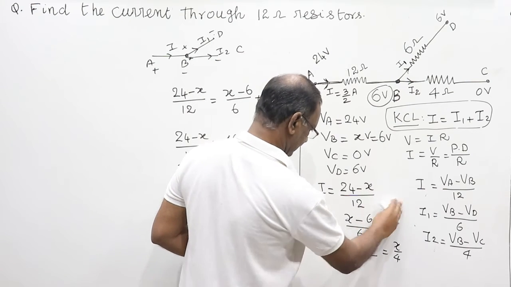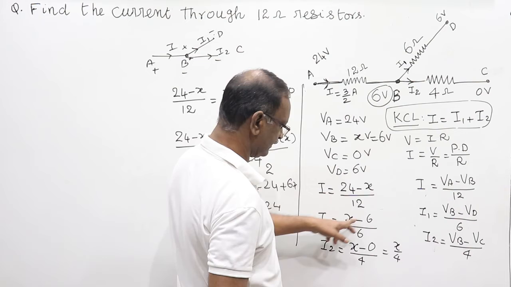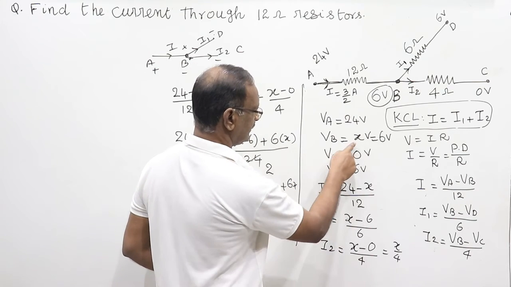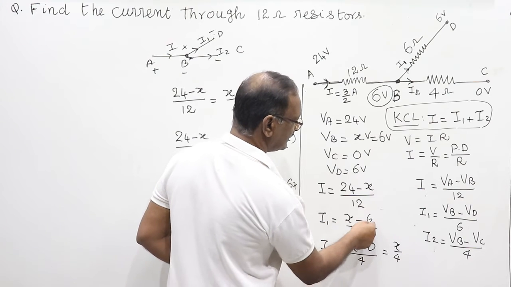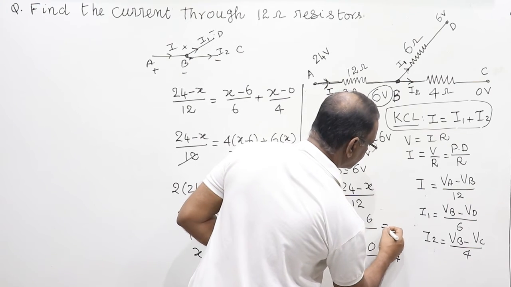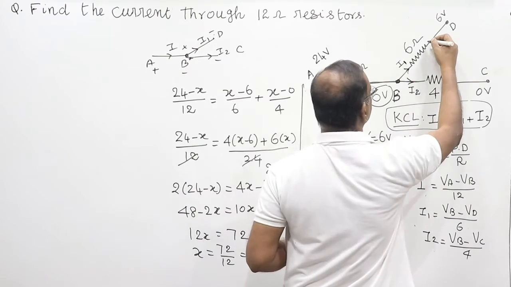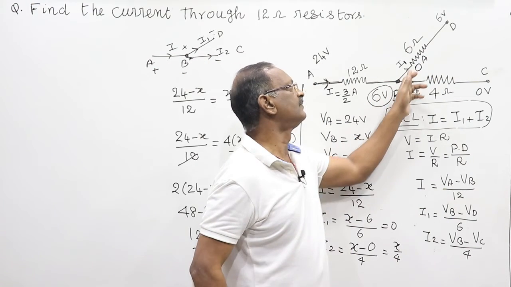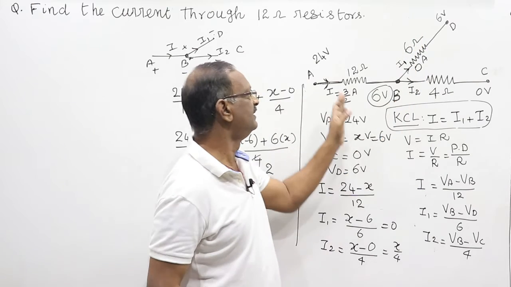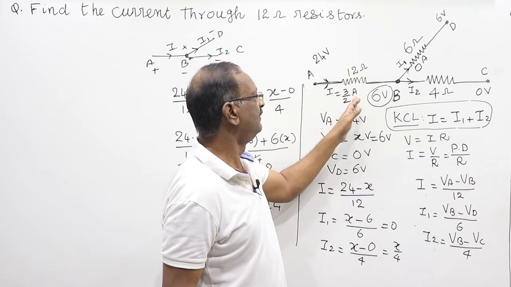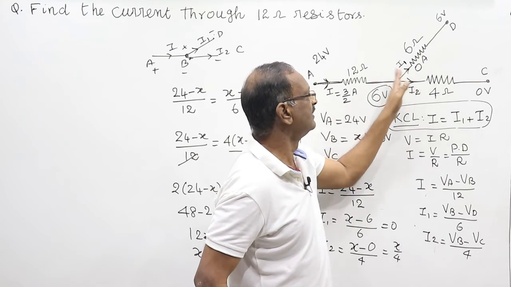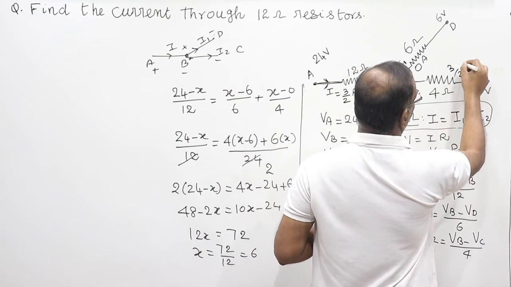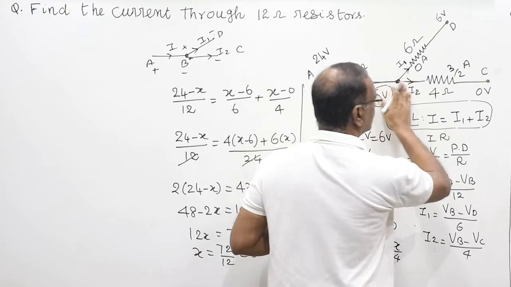Then let us find out I1. I1 is equal to X minus 6 divided by 6, where X is equal to VB, which is equal to 6 volt. 6 minus 6 is equal to 0. It means 0 ampere current is flowing. It means no current is flowing through this branch. It means 3 by 2 ampere is flowing, and out of this it is branching out. No current is flowing, so here also 3 by 2 ampere is flowing, because no current is flowing, this current will go here.